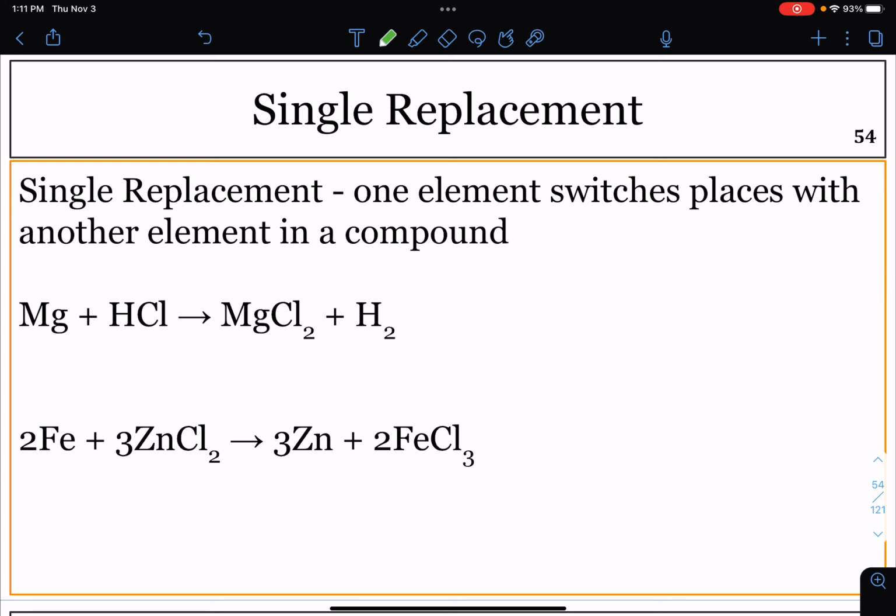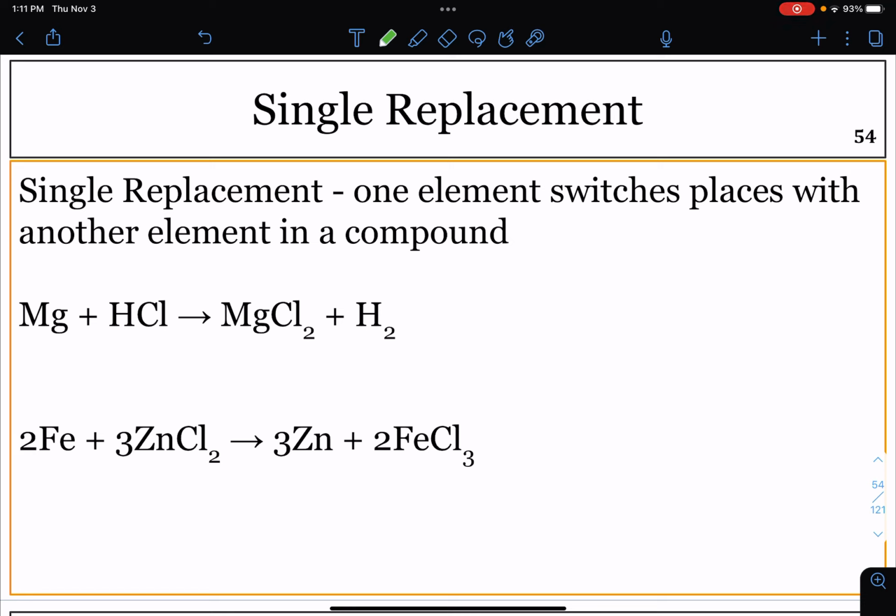Next, we have single and double replacement reactions. A single replacement reaction involves one single element and one compound on the reactant side. The single element will switch places with one of the elements in the compound. On the product side, there should be a different single element with a new compound.